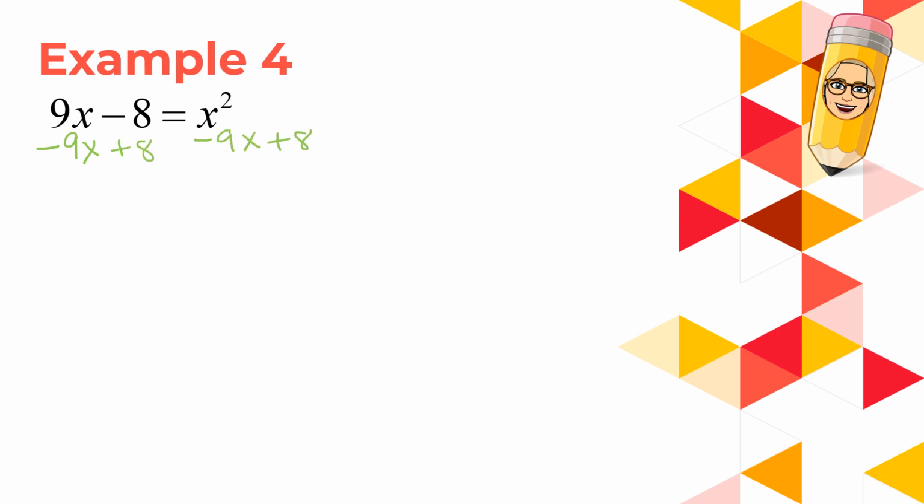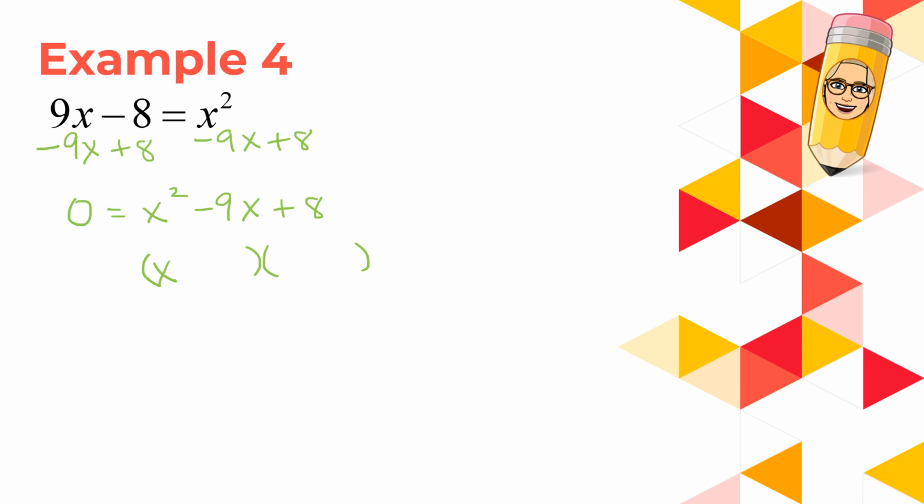So we're actually going to have 0 equals x squared minus 9x plus 8. And now we would look for a GCF. Is there a GCF in all three of these? There's not. So since it's 3 terms, trinomial means 2 sets of parentheses.